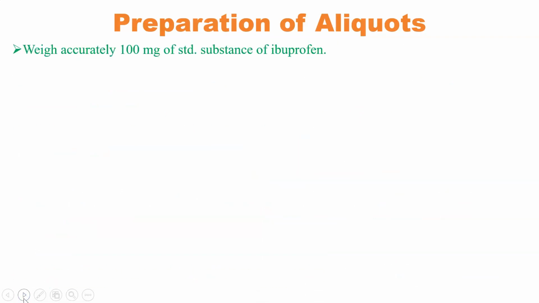The second drug we have chosen here is ibuprofen. Again, weigh 100 milligram of substance of ibuprofen. You need to know the relation, that is 1 milligram is equivalent to 1000 microgram.